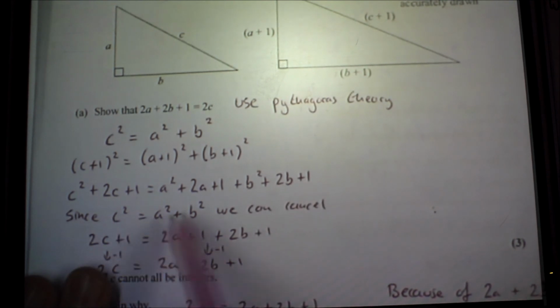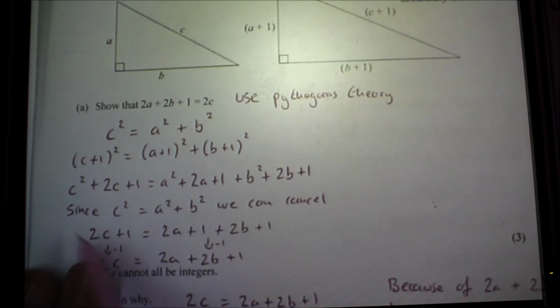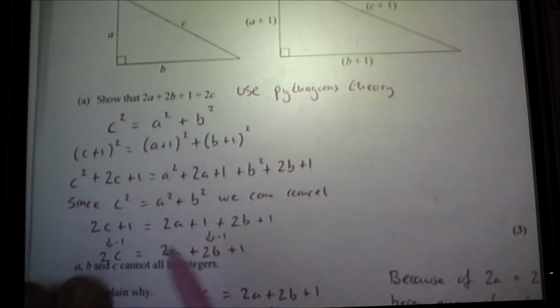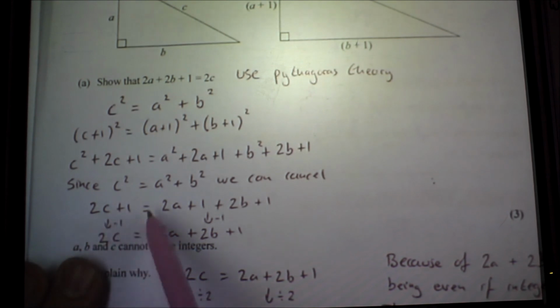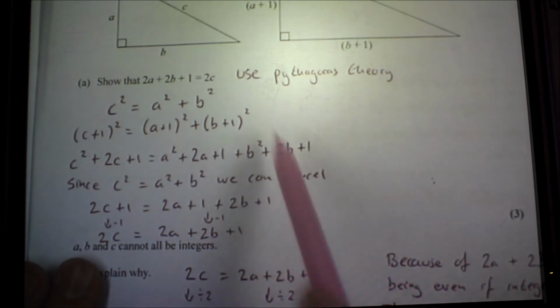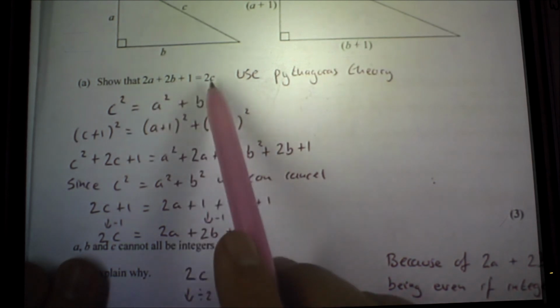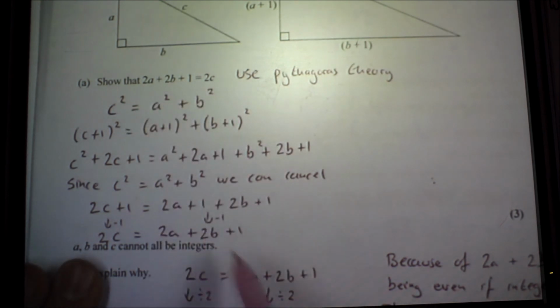Since c squared equals a squared add b squared, we can cancel them. So the c squared, a squared and b squared, they can all go. So we're left with 2c add 1 equals 2a add 1 add 2b add 1. Just take 1 from both sides. So you're left with 2c equals 2a add 2b add 1, and that is what it's asked us to show. That 2c equals 2a add 2b add 1.